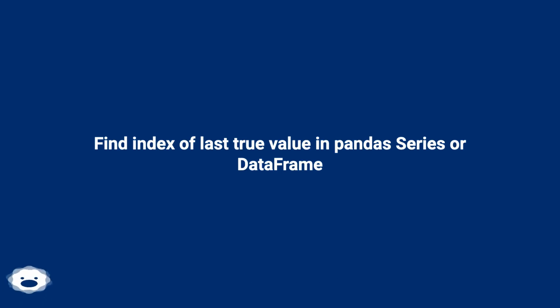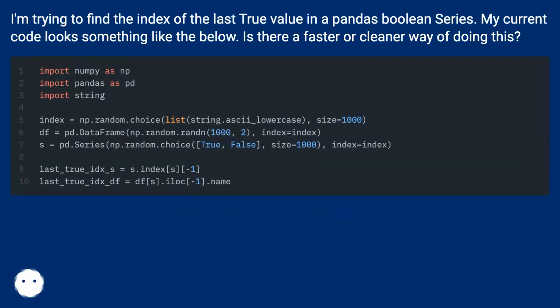Find index of last true value in Pandas series or DataFrame. I'm trying to find the index of the last true value in a Pandas Boolean series. My current code looks something like the below. Is there a faster or cleaner way of doing this?